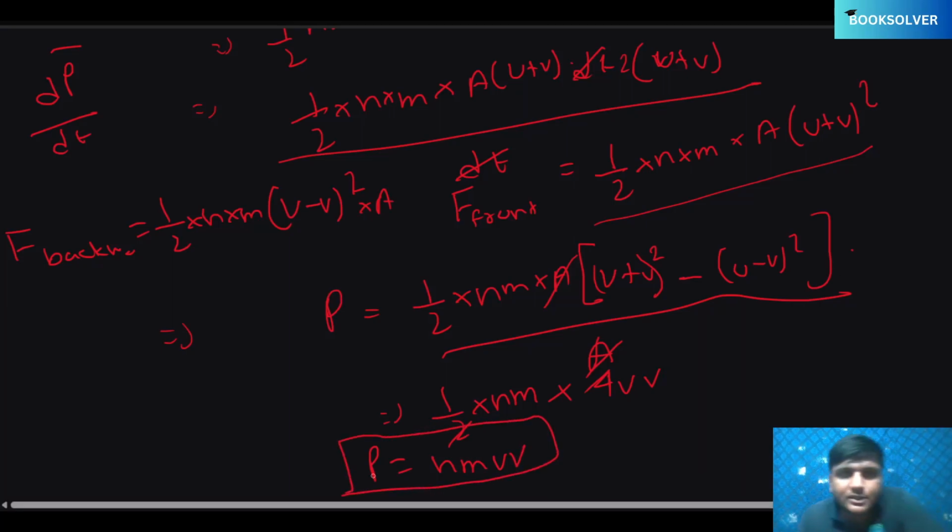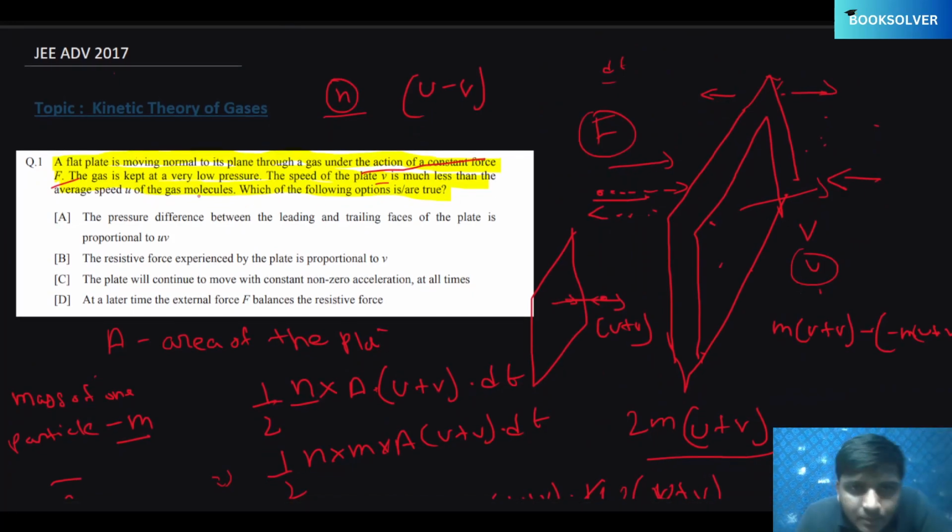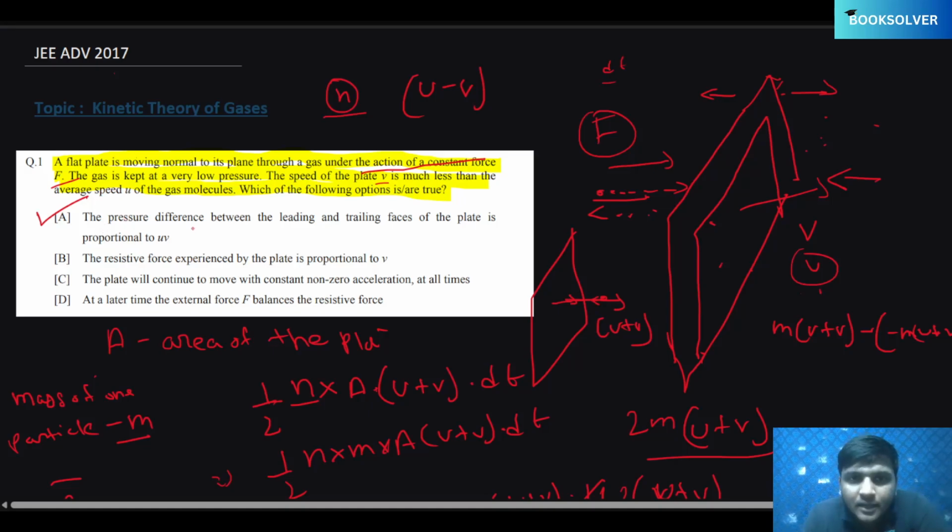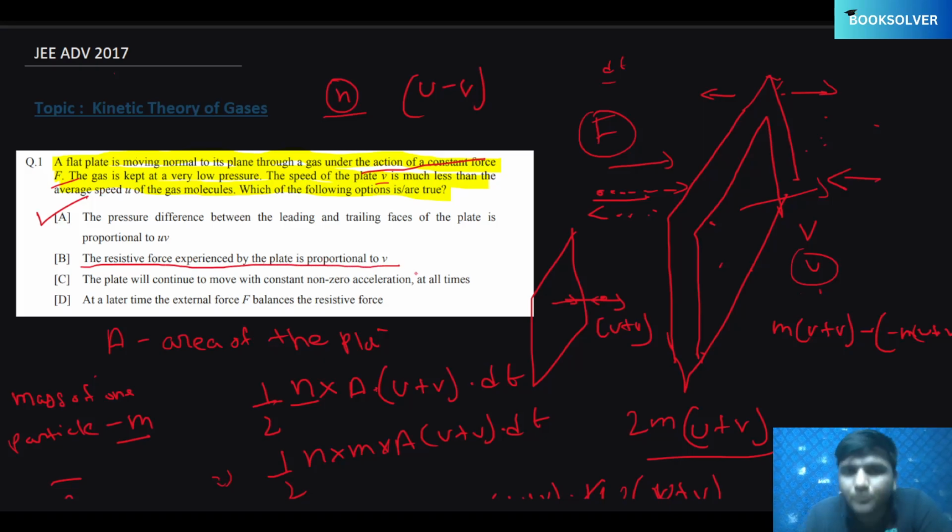Now let's check one of our options. It says that the pressure difference between the leading and the trailing faces of the plate is proportional to uv. So this option is absolutely correct here. Now we have to tell whether the resistive force experienced by the plate is proportional to V. Let's first imagine what will be the resistive force experienced by it. It will be nothing but due to the particles here, which is definitely going to be proportional to the velocities, because they apply force with the change in momentum and all. So the pressure is also proportional to our u and v. This means that the resistive force experienced by the plate will also be proportional to v here. So we will mark this as a correct option.